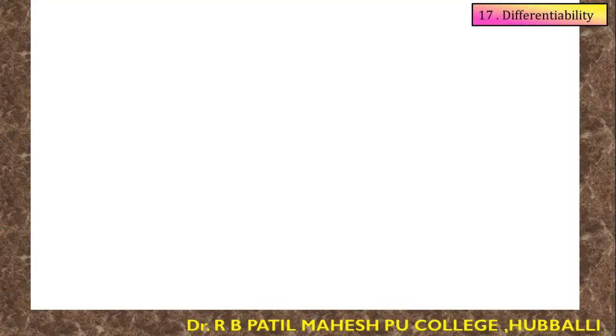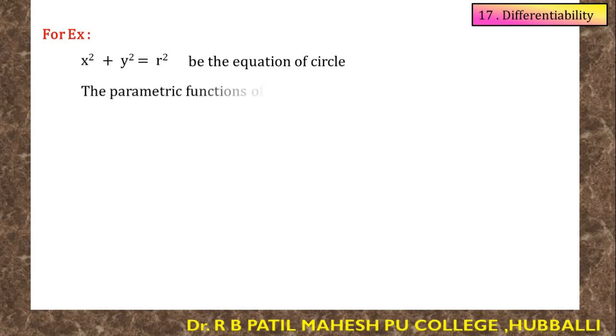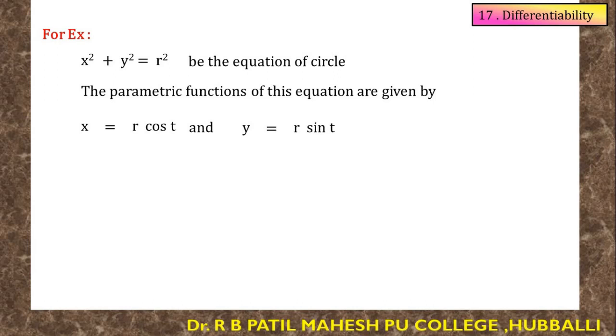For example, let me take one equation, x square plus y square is equal to r square. That is the equation of a circle. The parametric functions of this equation are given by x is equal to r cos t and y is equal to r sin t. So these are the x function and y function. Now if I substitute these two functions in the left side of this expression, it gives r square only. Therefore, these functions are called parametric functions of the circle equation.